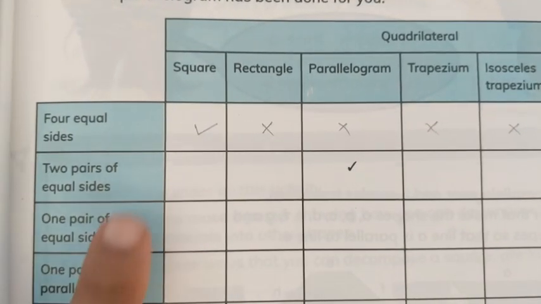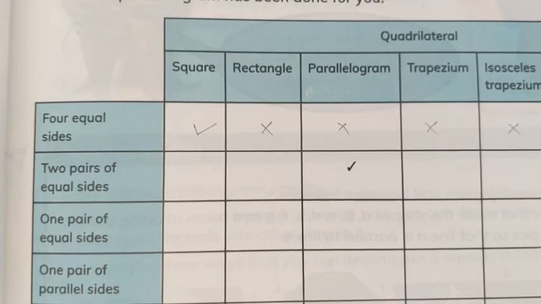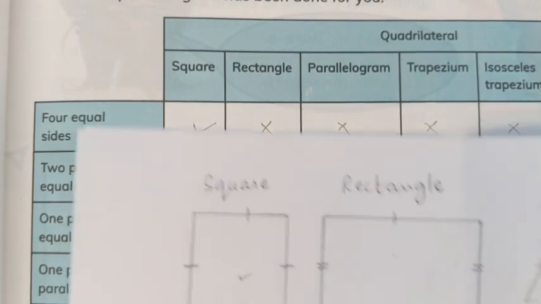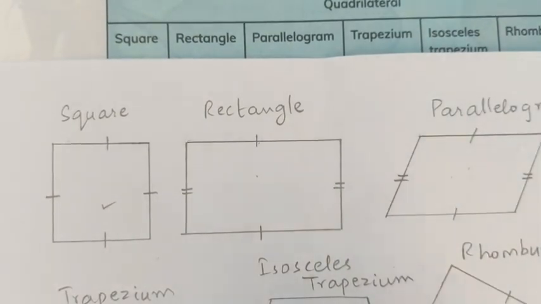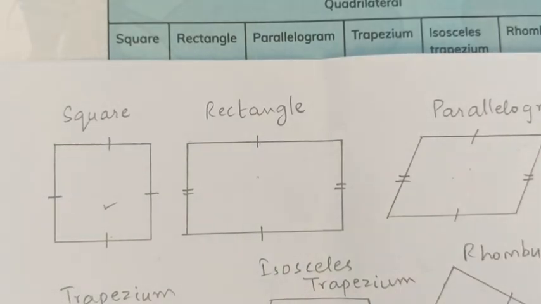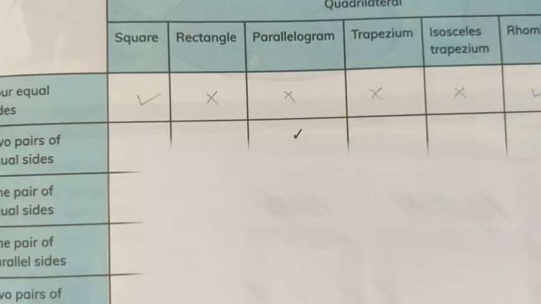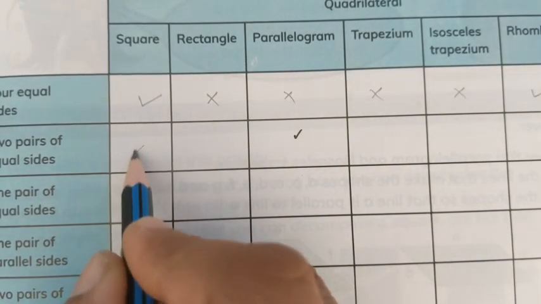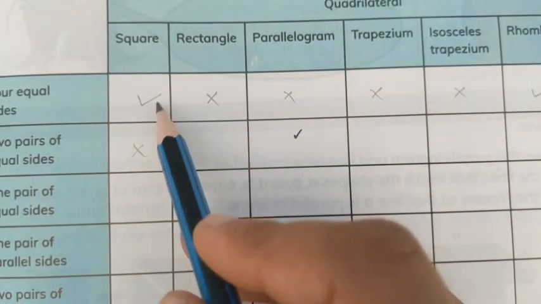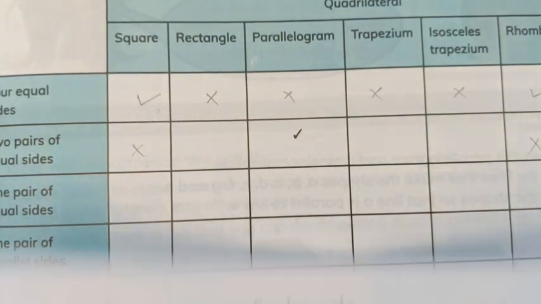Next we have two pairs of equal sides. Two pairs of equal sides means the opposite sides are equal. Now we have found that in a square and in a rhombus opposite sides are also equal and all four sides are equal. So we are not supposed to tick this one here, we'll cross it, because here this characteristic will be followed. Same in the rhombus.